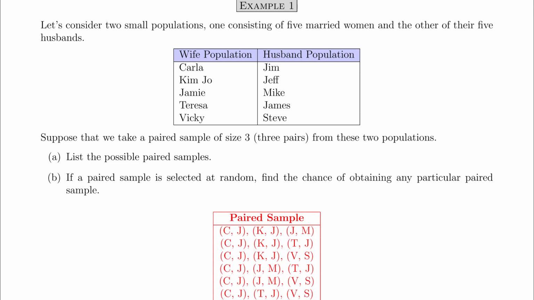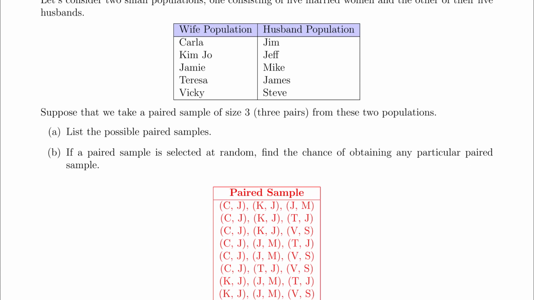So we're talking about 5 married women and their 5 husbands. You can see the females in the first column and the males in the second column. For part A, we just simply want to list all possible paired samples of size 3. That means we would draw 3 of those pairs out. So, for instance, Carla and Jim are linked for the purposes of this sample. Carla can't be matched with Jeff, Mike, James, or Steve. Carla's only matched with Jim. So that is one pair. Kim, Joe, and Jeff is another pair, and so on.